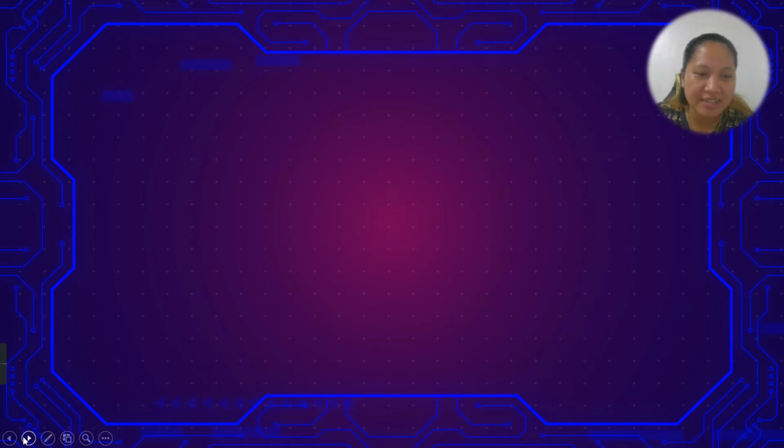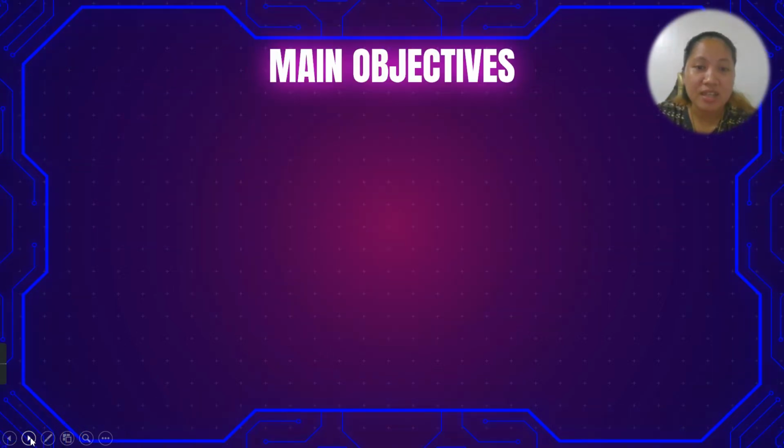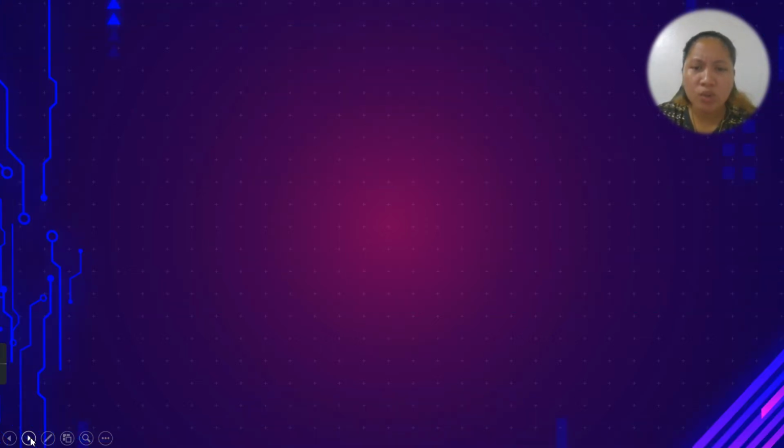I am here to discuss about screened host firewall single homed bastion configuration. The main objective is to learn what a screened host firewall and single homed bastion configuration is, and how it works. So, what is a screened host firewall single homed bastion configuration?